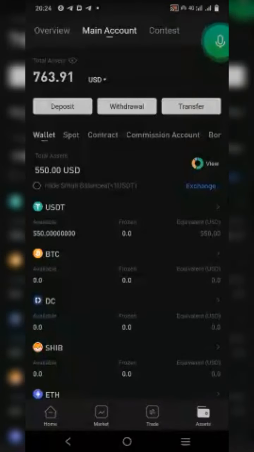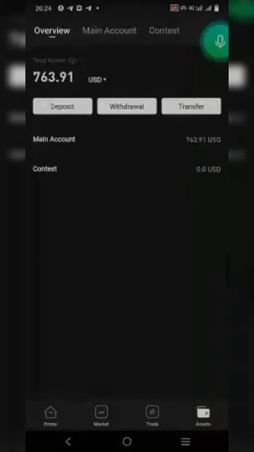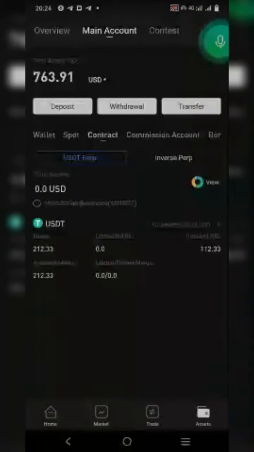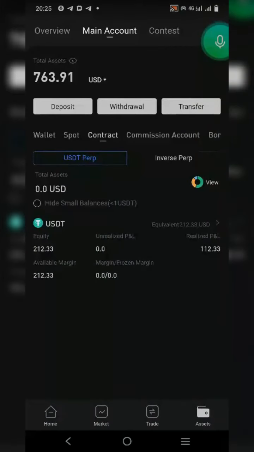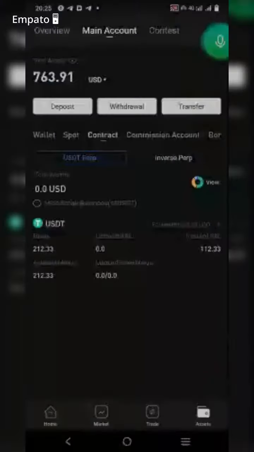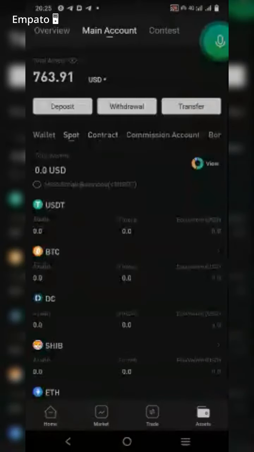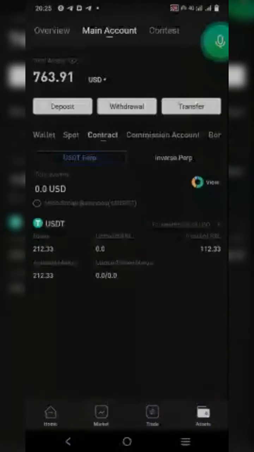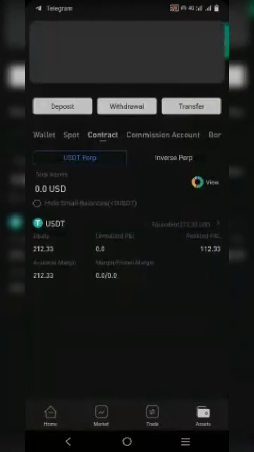So this is my main account, an overview of my main account and the contracts. I think I'm done explaining this asset side and what it means. Realized P&L means realized profit and loss. The equivalent of the whole entire wallet is like 212 US dollars. The entire contract, this particular section, because there are different ones. The spot market, I think I have 0 there. I'm not trading the spot market at the moment. Unrealized P&L, margin: if I have some amount of money currently on a trade, the margin or frozen margin is the amount I am using on that trade.